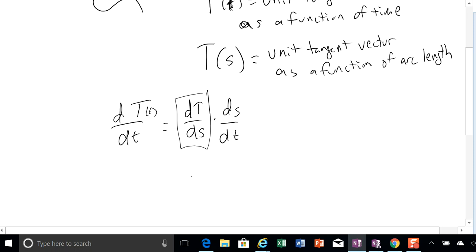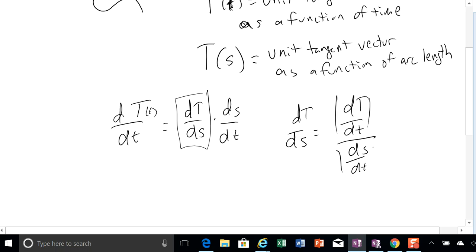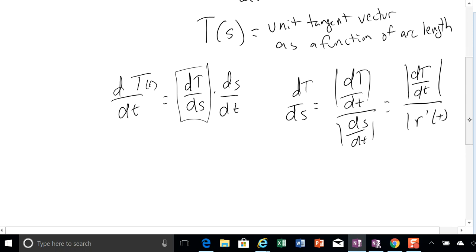But if I solve for that, I'll get that dT/ds is equal to dT/dt, the rate of change with respect to time, divided by ds/dt. All right, but ds/dt, that's the rate of change in your arc length with respect to time. That's just your speed, and that would just be the magnitude of r prime of t. And so that's the typical way that we'll look at calculating that, but it's one of the ways that you can calculate arc length.